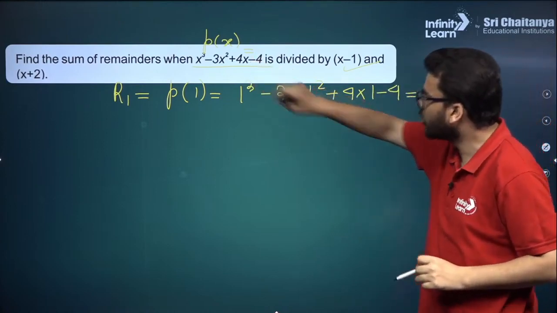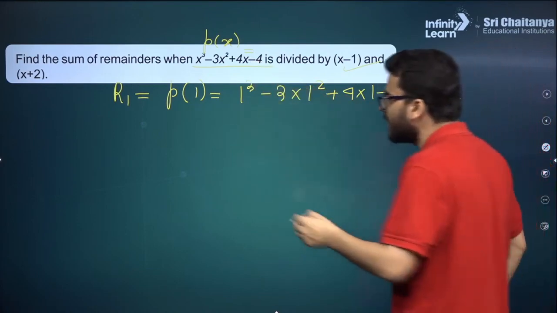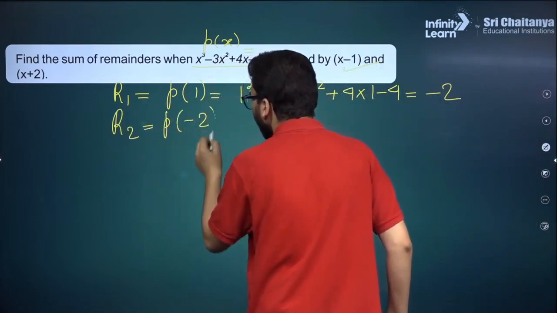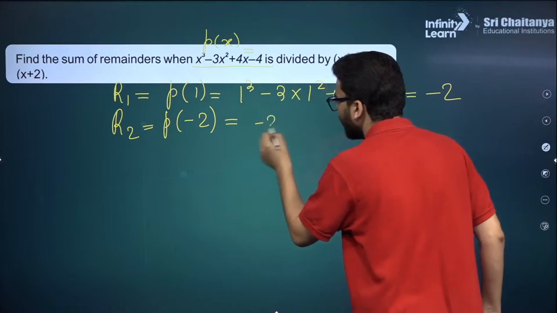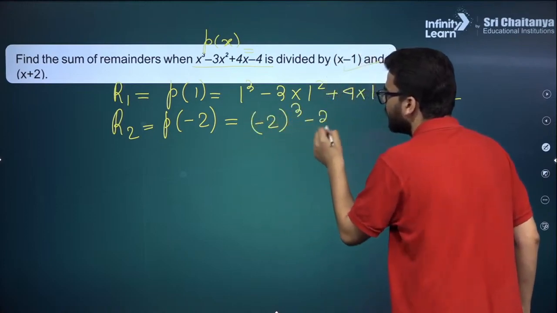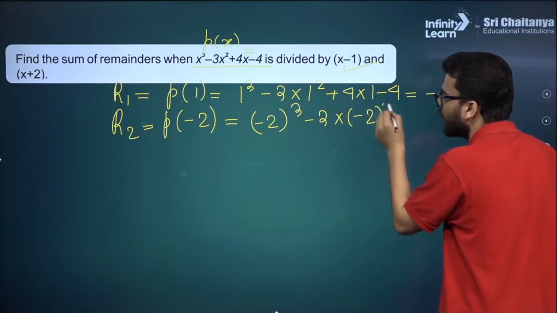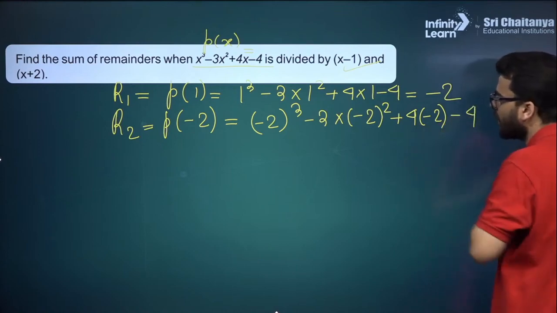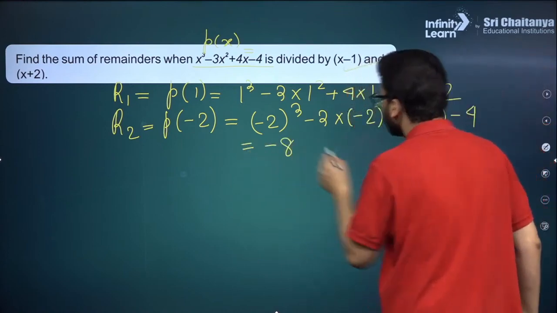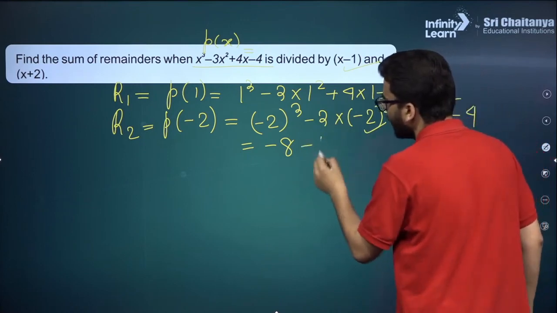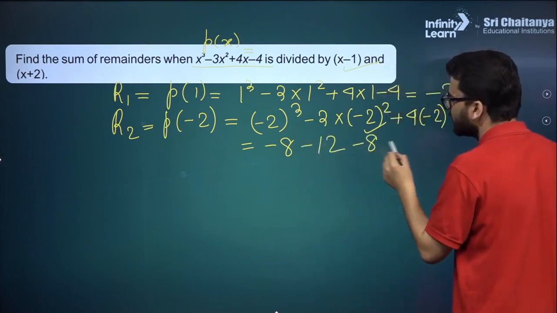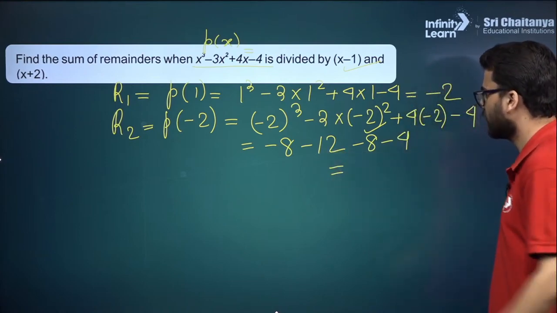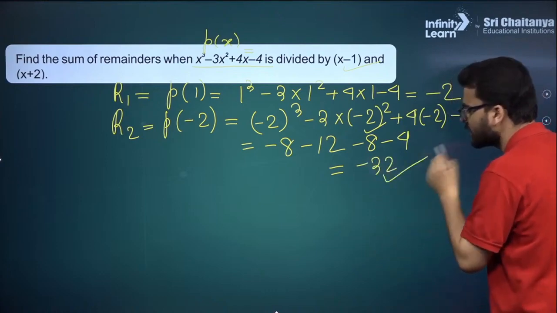Now if you divide this polynomial p of x by x plus 2, what will be the remainder? Suppose it is r2. So remainder will be p of minus 2. It means in the polynomial, in place of x, we have to put minus 2. So just simplify and get the answer. Minus 2 we have to put over here, plus 4 into minus 2 minus 4. So let's simplify what we are getting. So this is minus 8 and this will be 4 minus 12 and this will be minus 8 minus 4. So what we are getting over here, guys? Minus 32. We are getting minus 32 over here.